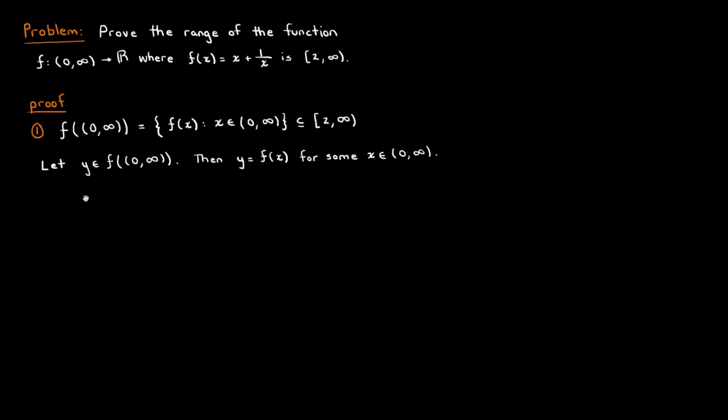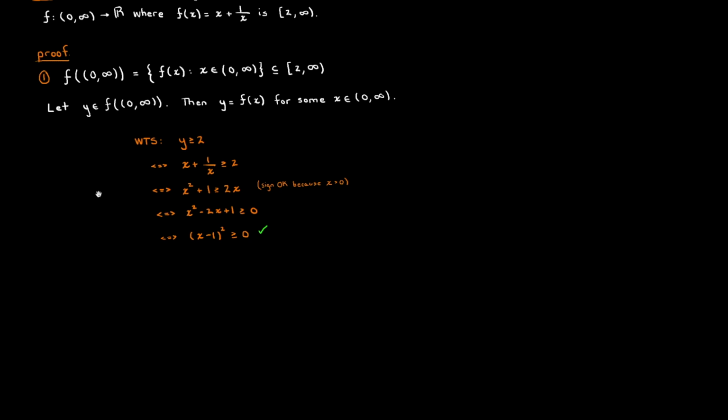Now we will pick an arbitrary element in the range of f. Let's call it y. Then what does that mean? Well, if y is an element of the output space of f, then that means that there is some input from my domain that maps onto y, right? So y is equal to f of x for some input from my domain. My domain is all positive real numbers.